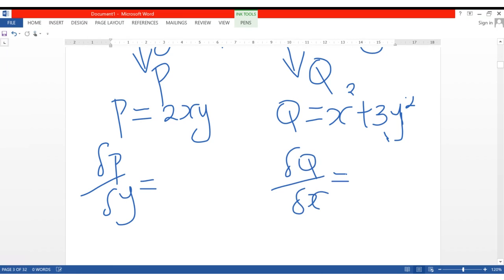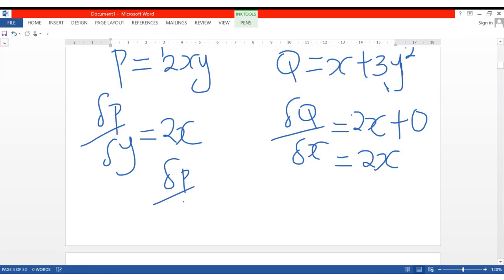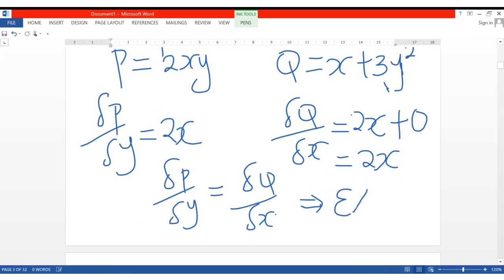I've given you a recall. When you're differentiating in terms of y, we shall assume x is a constant. So this one shall only get 2x. The other one, when you're differentiating this one in terms of x, we shall assume that y is a constant. So we shall be able to get 2x. Then we have y, 0. So the answer will be what? 2x. Which means that partial p, partial y is equal to partial q, partial x. So our equation is what? Exact.